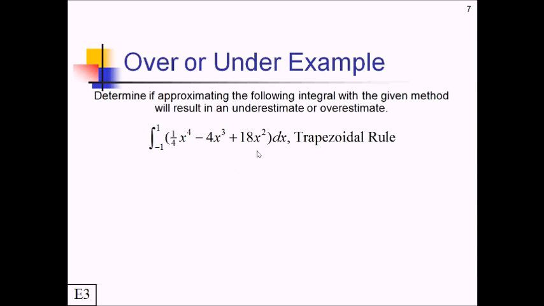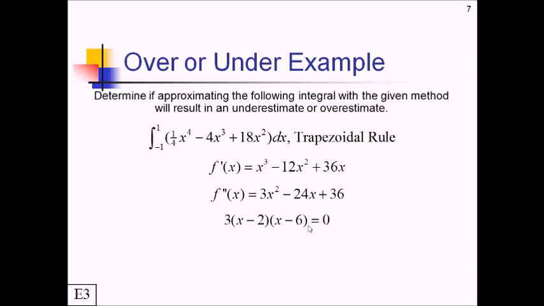So we need two derivatives to figure out concavity on this. First derivative is going to be x cubed minus 12x squared plus 36x. Doing a second derivative gives us 3x squared minus 24x plus 36. And then, if we factor out a 3, inside we've got x squared minus 8x plus 12. So that's going to be 3 times (x minus 2)(x minus 6), which gives us the critical values of 2 and 6. So these are the values at which the concavity might be changing. Between 2 and 6, and outside of them, we know it's always going to be consistent concavity.